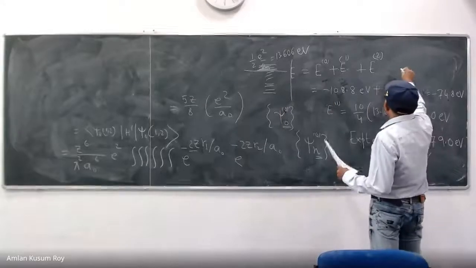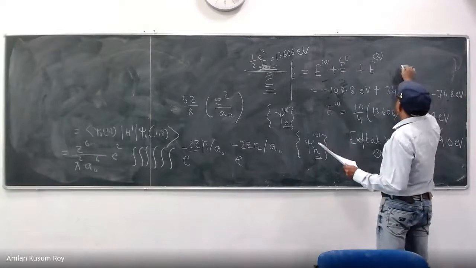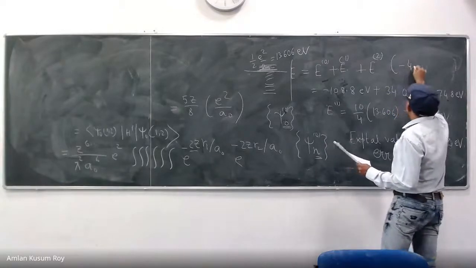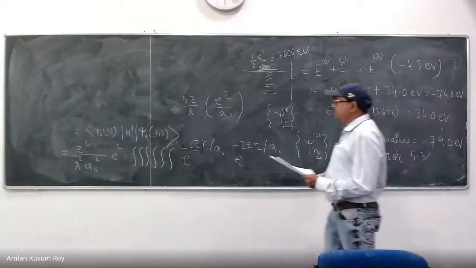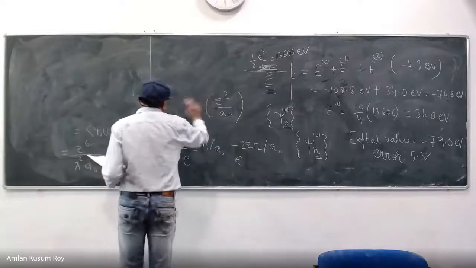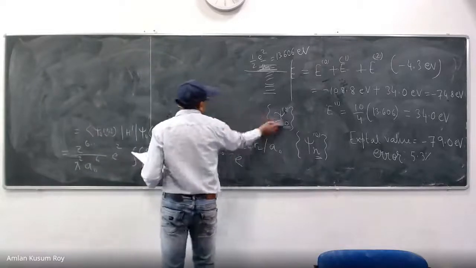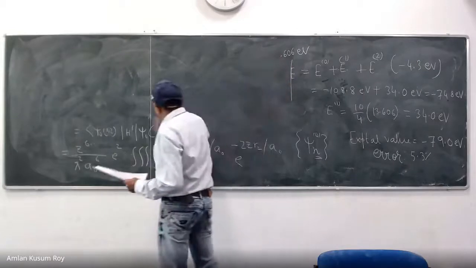So that gives you E2, if you do that accurately, the second order correction is minus 4.3 electron volt. You can see that it is getting close to the correct values, but it is still not enough.